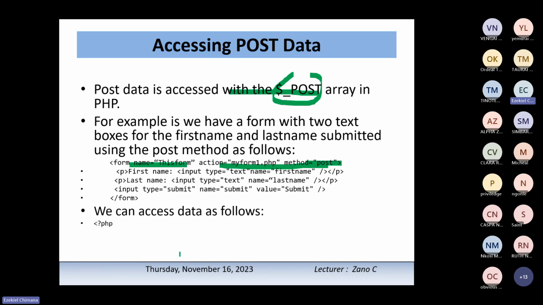So you can access it by using this code: echo out first name, then you pass, this is string concatenation, and then you pass post with the first name, which is this one. The first name is the name of the input, this name, just like that. So let me quickly demonstrate how to access these values.